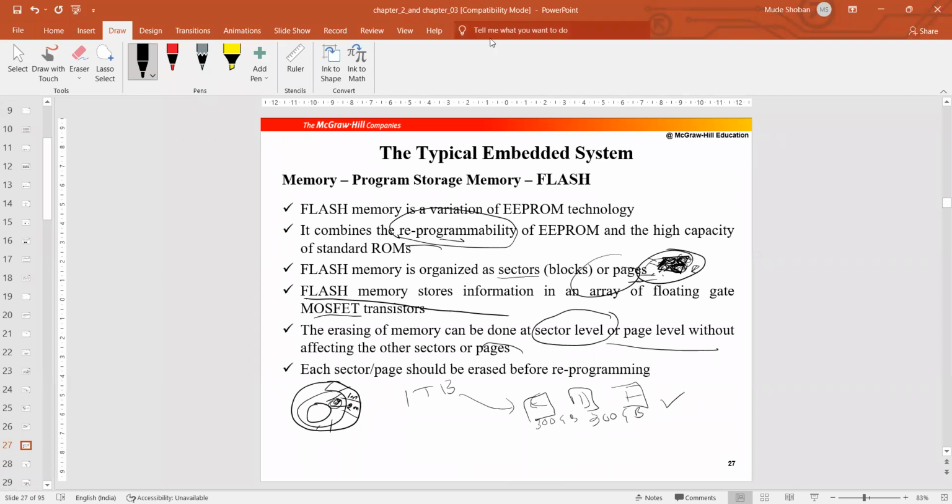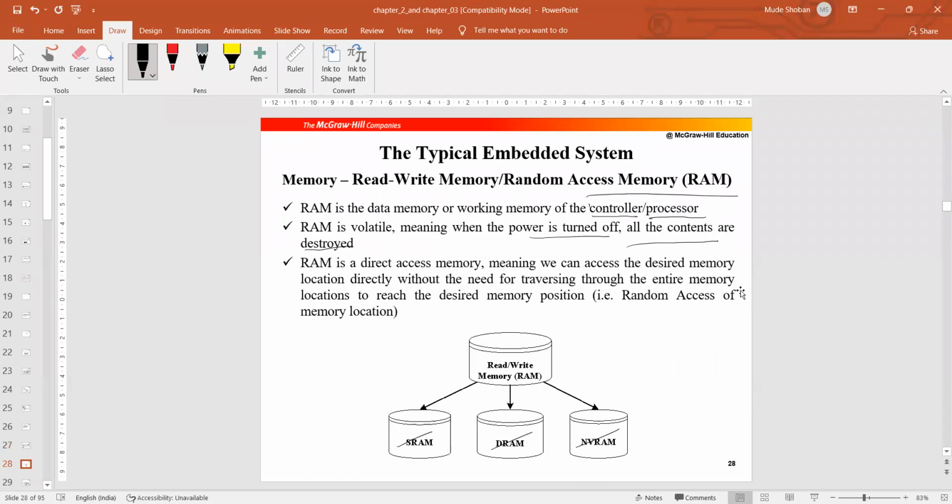Please respond. If anyone has any doubt about the read-only memory, you could clarify. If not, we'll move forward to the random access memory.